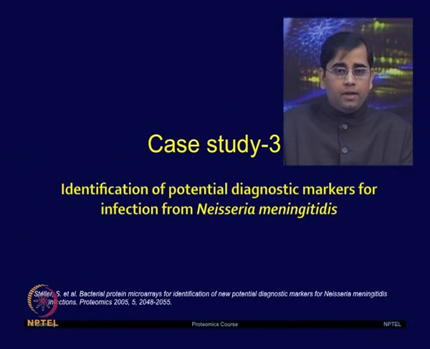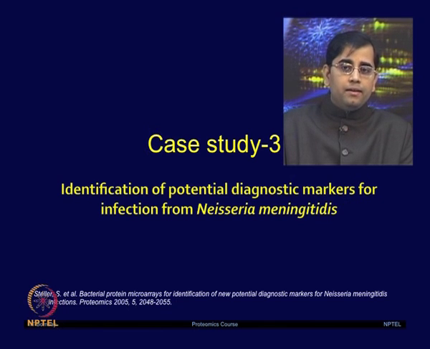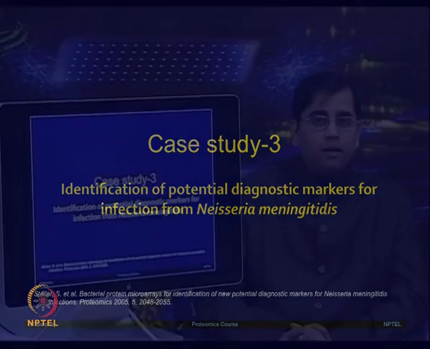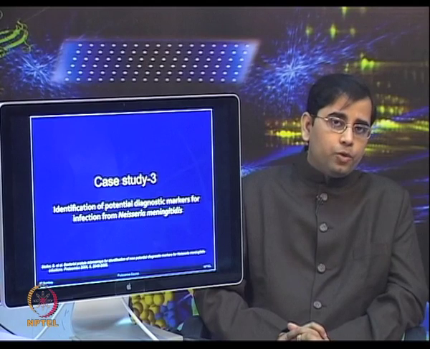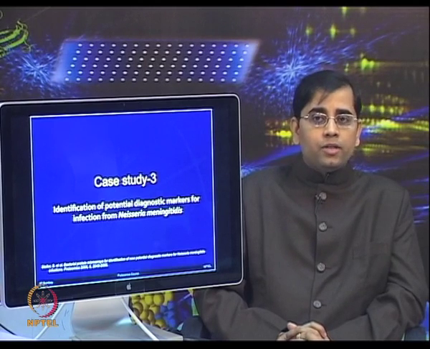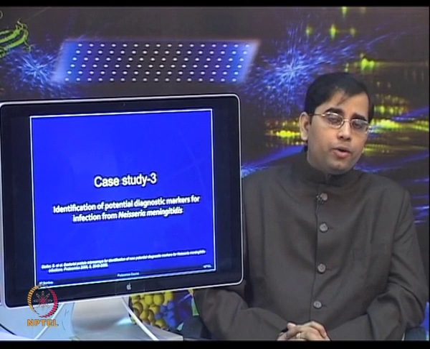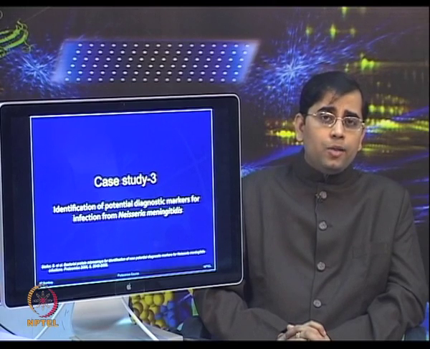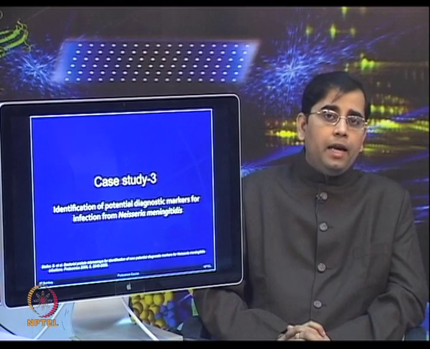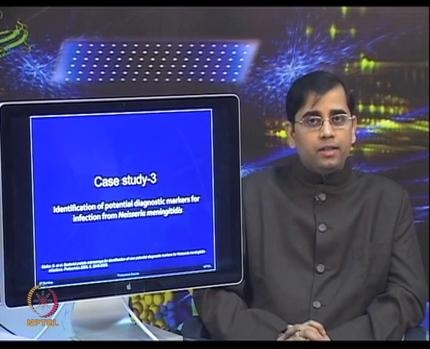This study will talk about identification of potential diagnostic markers for infection from Neisseria meningitidis. Neisseria is the most common cause of meningitis disease, and it also causes epidemic outbreaks. To investigate the immune responses to the phase variable expressed proteins, Stiller et al., the authors of this study, applied protein microarrays to screen meningitis patient serum. So, this was actually the first study which aimed to investigate the genetic phase variations in the pathogens.